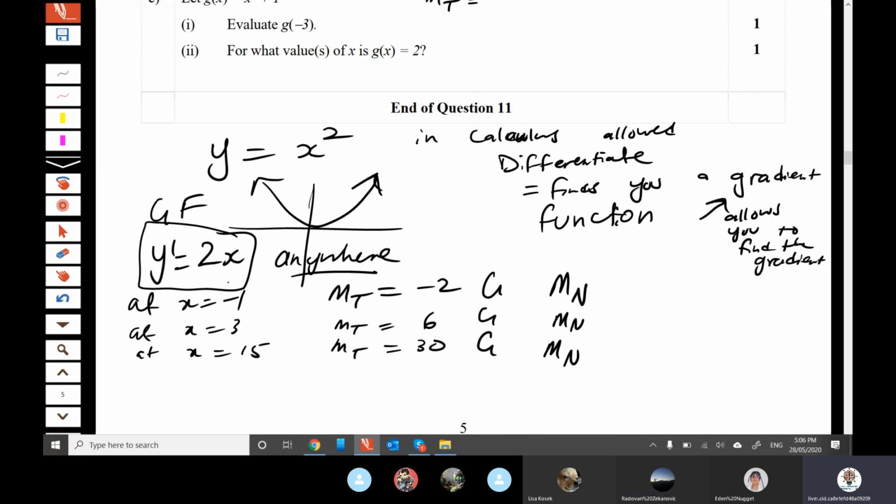Ah, okay. I think we just had that moment. That's the moment we're looking for. All right. Find your gradient of your normal. It's the negative reciprocal of this, which is a half. Your gradient of your normal here at x equals 3 is negative 1 over 6. Your gradient of your normal here at x is 15. It's negative 1 on.